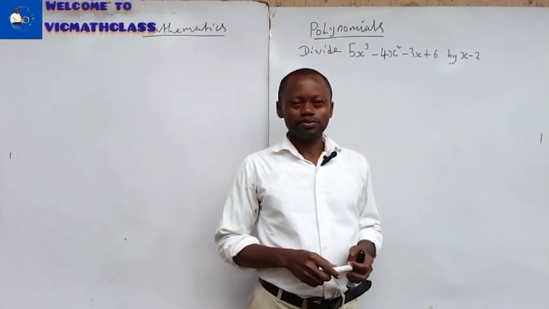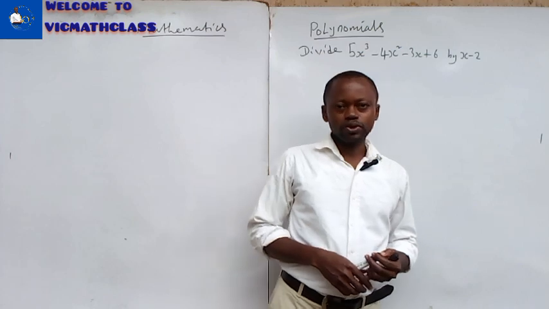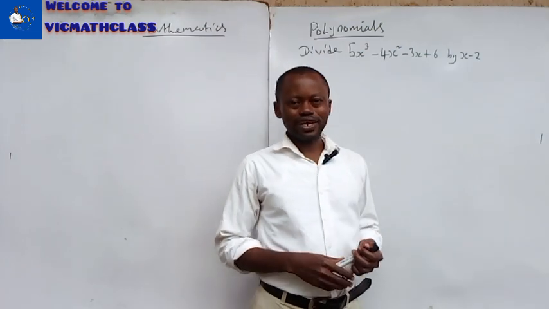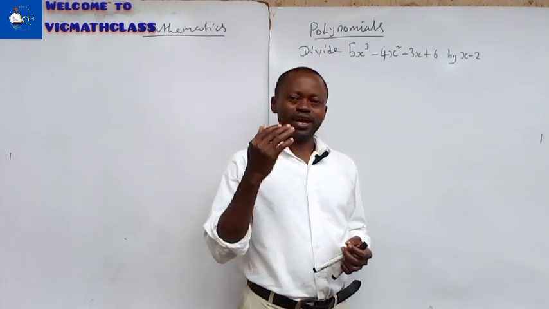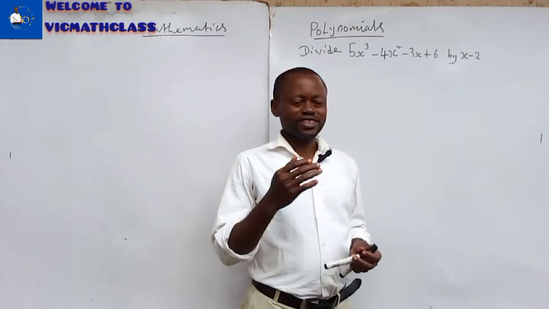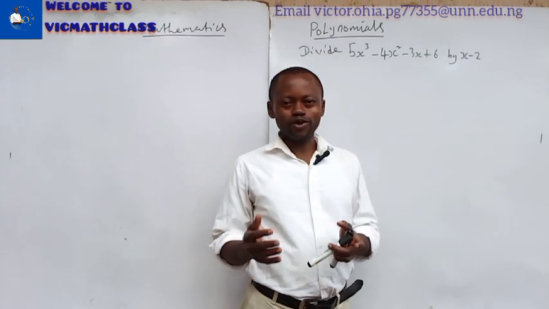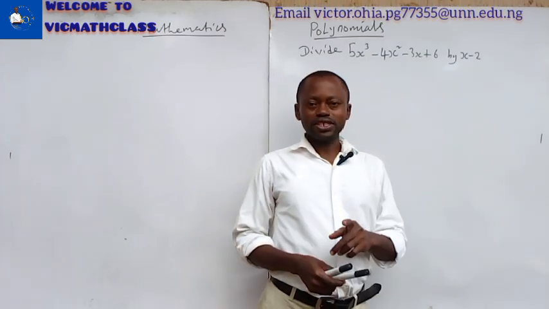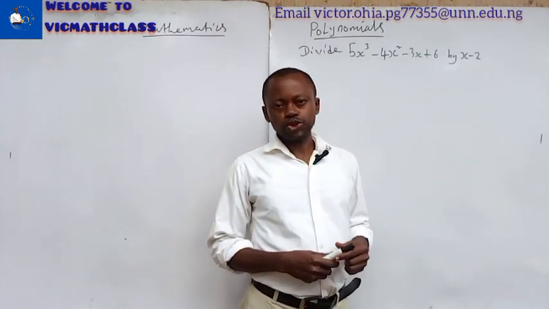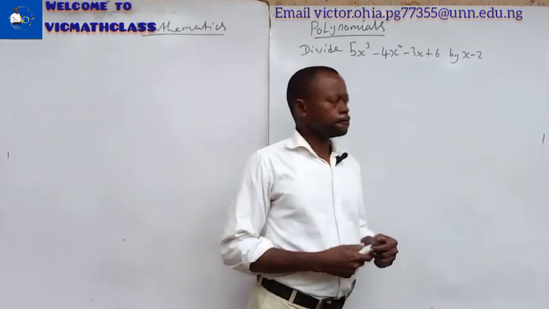We are looking at polynomials, and the aspect of the polynomial we want to look at is dividing a polynomial of a higher degree with a polynomial of a lower degree. That will take us to what we call the remainder theorem. And I have an example to illustrate what I'm trying to say here.